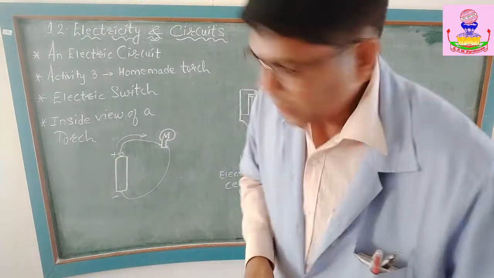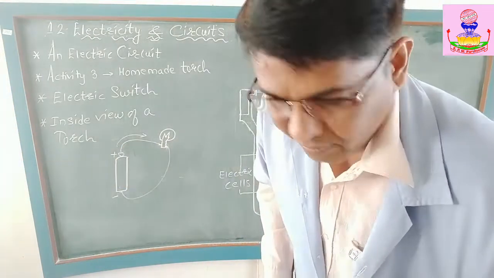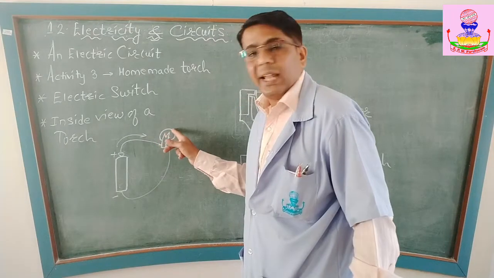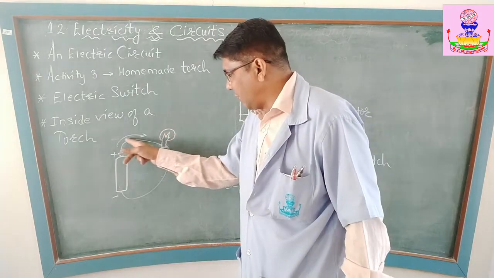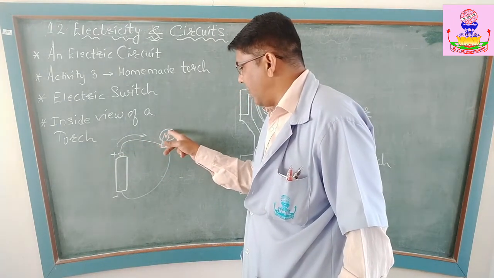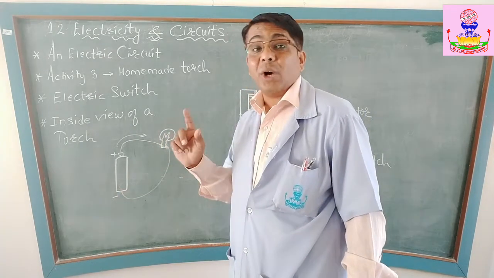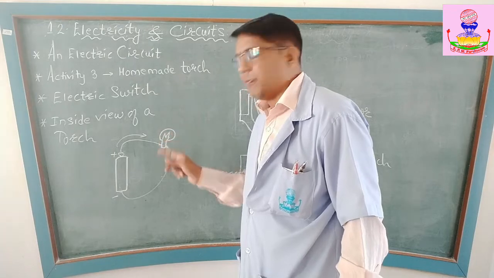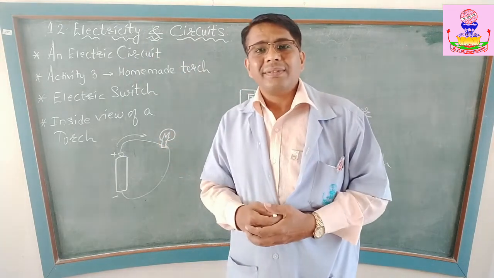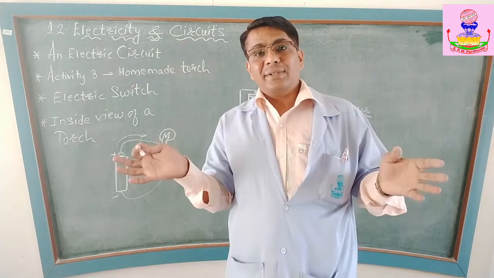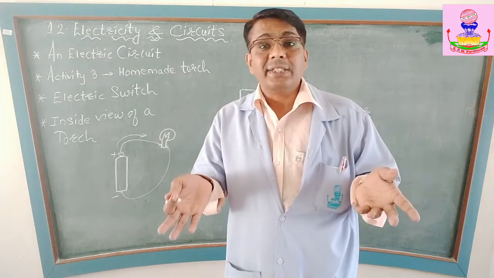See here, this is the bulb, and here this is the filament. Current will start flowing like this, go through the filament, and then come like this to the negative terminal. Now what happens? When current passes through the filament, it gets heated and it emits light. So we get light. That is the principle.